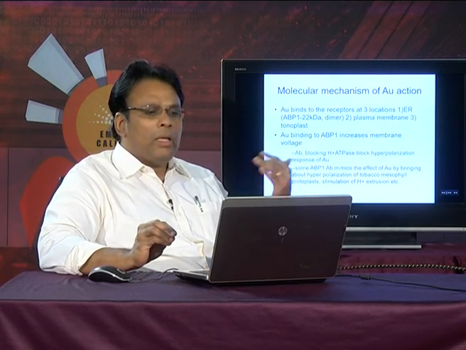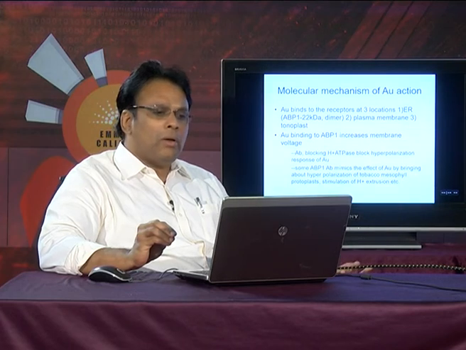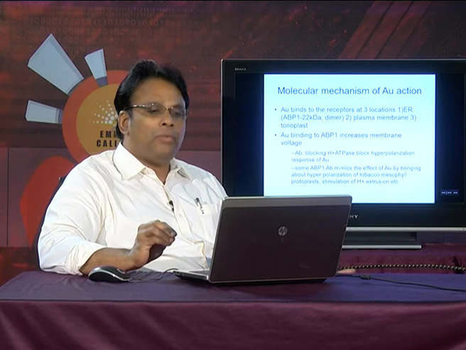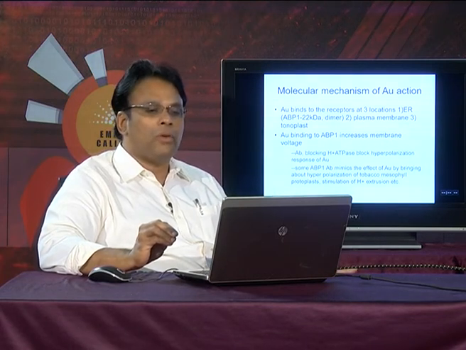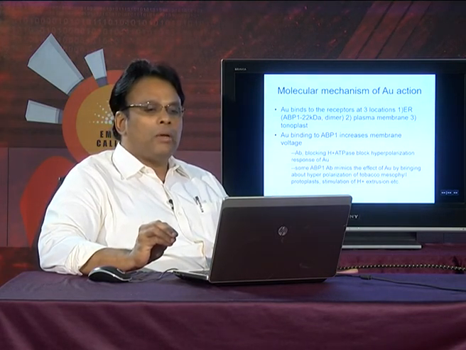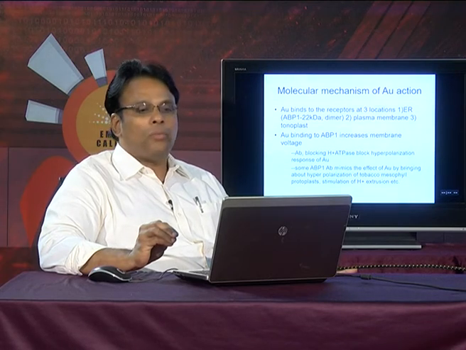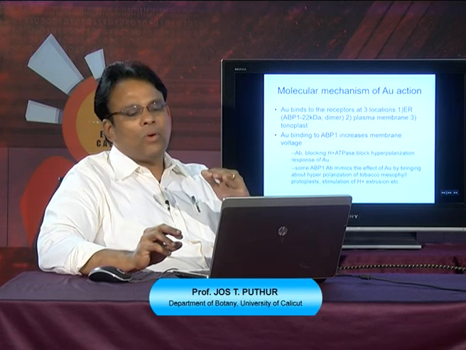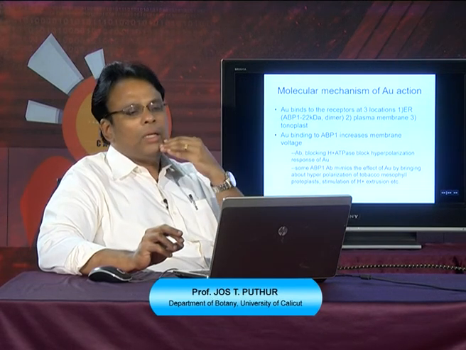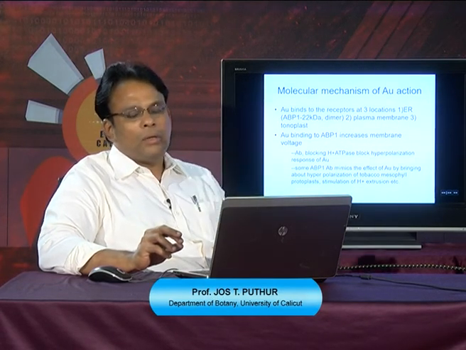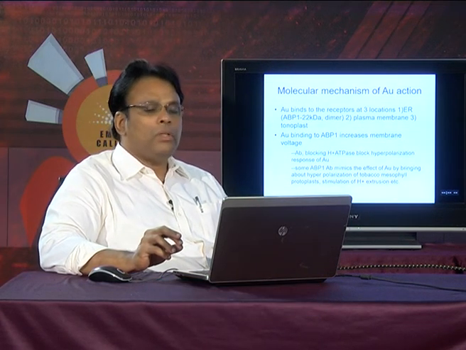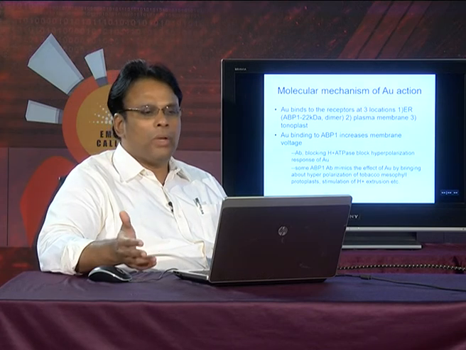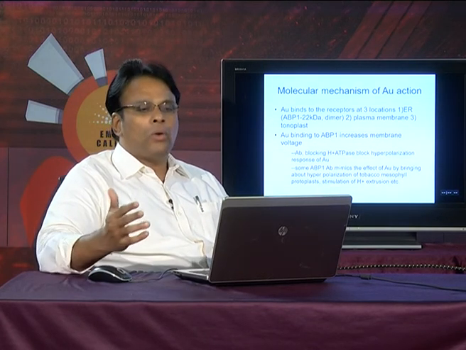Some antibodies, for example, antibody for ABP1 can mimic the effect of auxin by bringing about hyperpolarization of tobacco mesophyll protoplast, and stimulation of proton extrusion, etc. So, basically the molecular mechanism of auxin action can be explained based on the binding of the auxin to the receptor which is localized on the endoplasmic reticulum or on the plasma membrane or on the tonoplast.